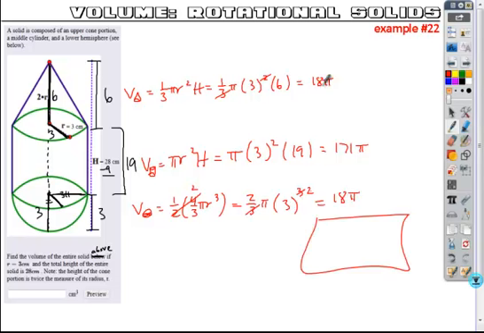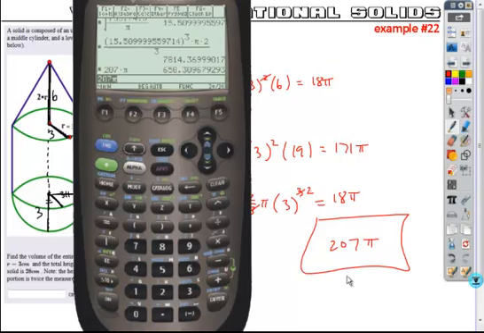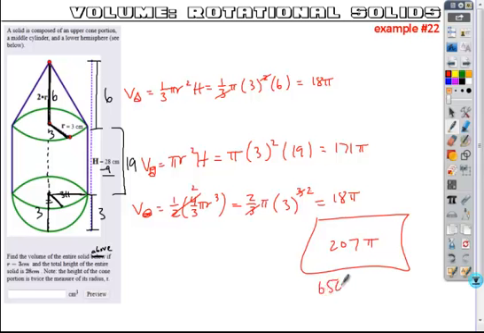So our total is going to be the sum of all these. If you add them together, you get 207 pi. And then the decimal equivalent of that is your final solution here, 650.31 approximately. The units were given as centimeters. It's a volume, so it's cubic centimeters.